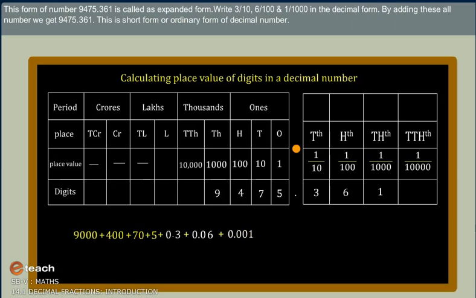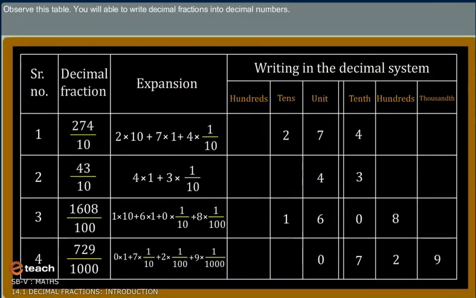Write 3 by 10, 6 by 100 and 1 by 1000 in the decimal form. By adding all these numbers, we get 9475.361. And this is the short form or ordinary form of decimal number. Now observe this table. You will be able to write decimal fractions as decimal numbers.